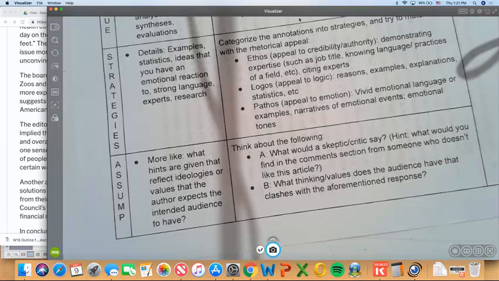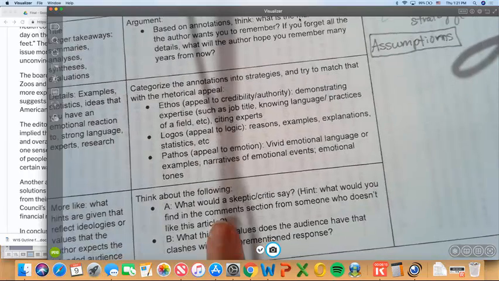So there's going to be the question of what the author has not written, which is harder to find than what the author has written. But this is how I find it. The first place my brain goes is, what would a skeptic or critic say? Who's reading the article and says, but what about this idea? What helps me think about that is, what would you find in the comment section if this is posted online, from someone who doesn't like this article? And that's going to be the thinking process you do.